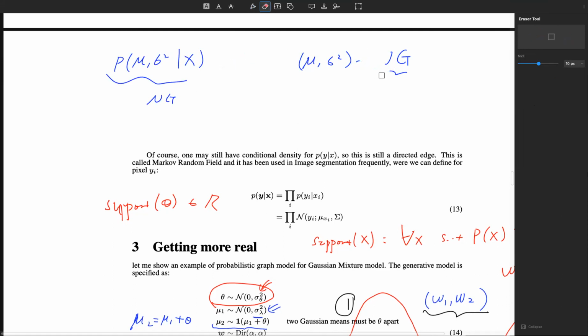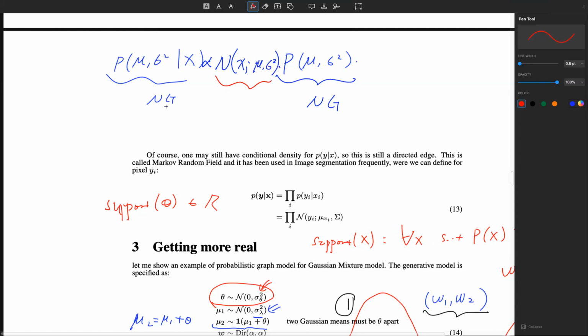So let me write this down. P of that, normal gamma, multiplied proportional to the likelihood. So that is Gaussian, where the parameter is distributed as a normal gamma, and the posterior is also a normal gamma. And that's one of the reasons that we love to use the gamma distribution as opposed to chi-square, which also kind of does that.